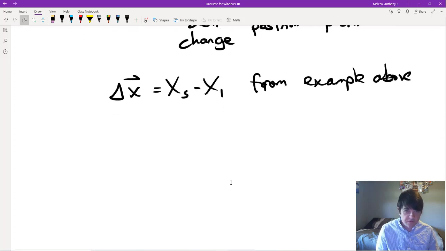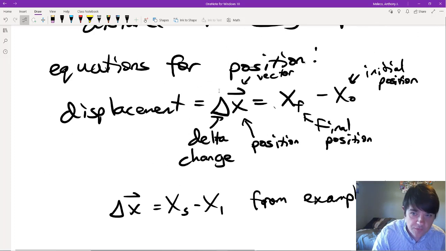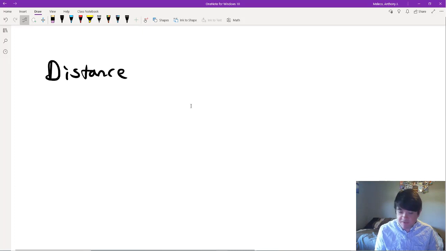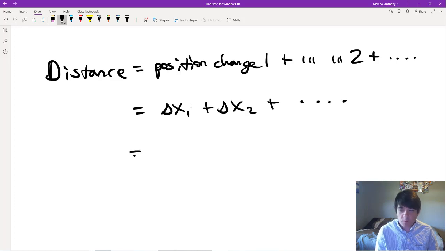All right. So now distance, and again, you'll see I will interchangeably use position and displacement. It's kind of inevitable, but this is a proper definition. Okay? So distance equals position change 1 plus position change 2 plus blah, blah, blah. So this equals delta x1 plus delta x2 plus blah, blah, blah equals all the changes in position.